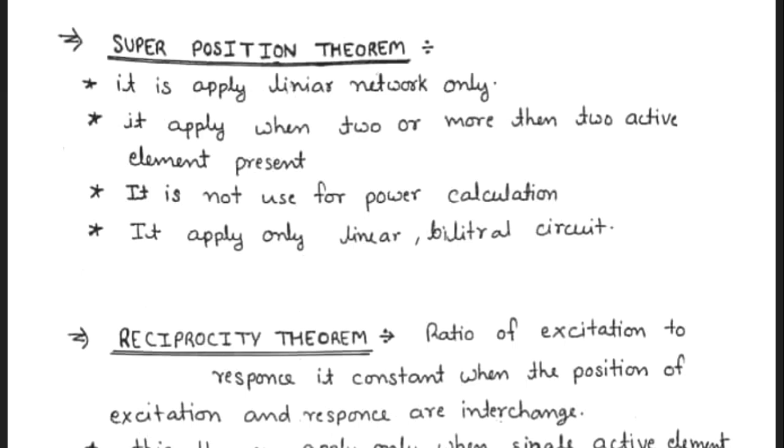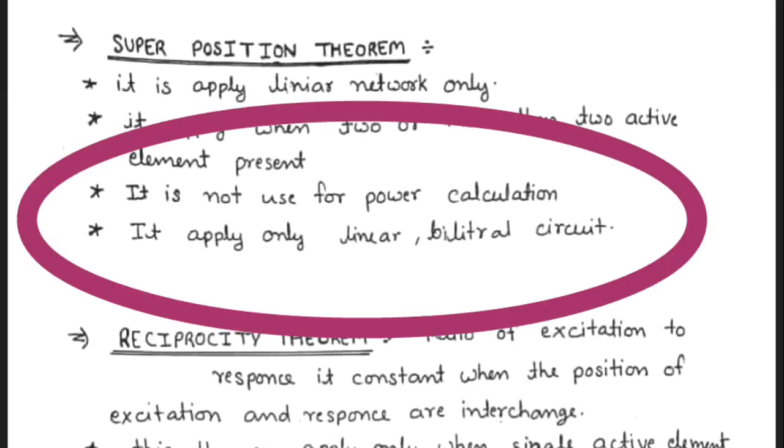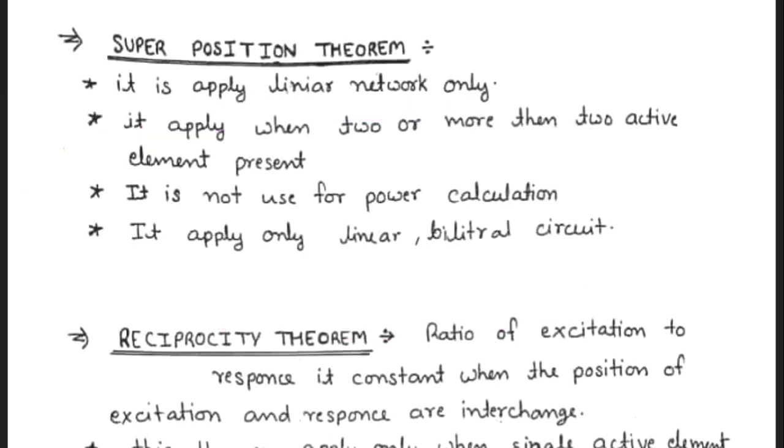Superposition theorem. It is applied to which networks? Linear networks only. For non-linear networks, this theorem is not applicable. It applies when two or more active elements are present, such as voltage sources and current sources. It is not used for power calculations. It applies only to linear bilateral circuits. This we have to remember. It is very important. Based on this, questions will be asked in interviews or competitive examinations.